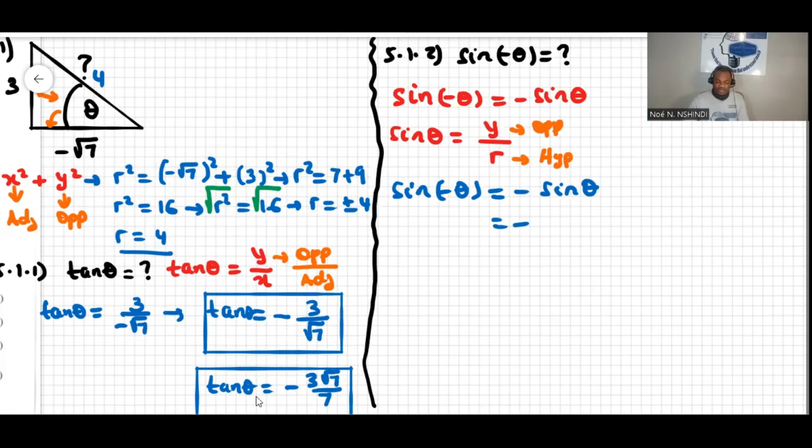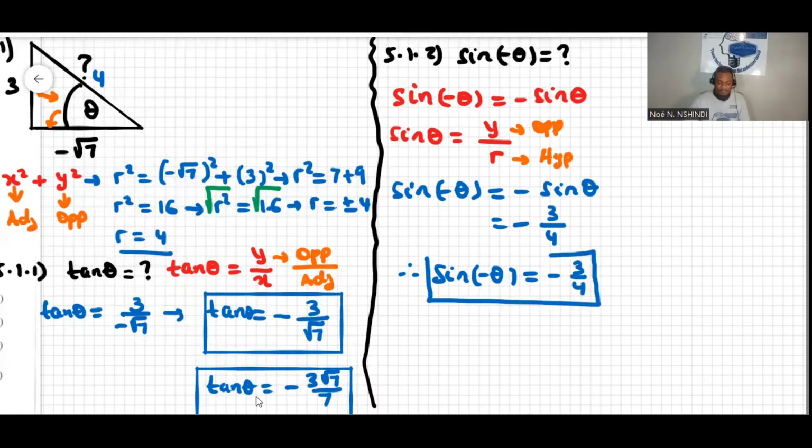Y is 3 and r is 4. So therefore, sine of negative theta is just equal to negative 3 over 4. So that's the answer. And then the following question is question 5.1.3. Right here.